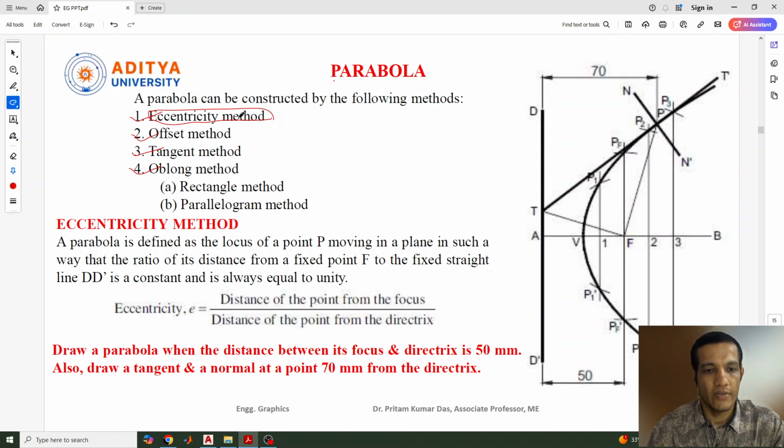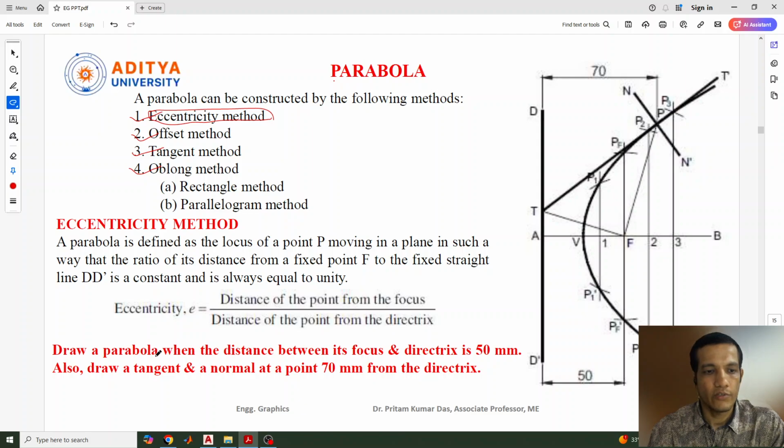The definition of eccentricity is the ratio of the distance of a point from the focus to the distance of the point from the directrix. So that is the eccentricity, the distance from the focus point divided by the distance from the directrix.